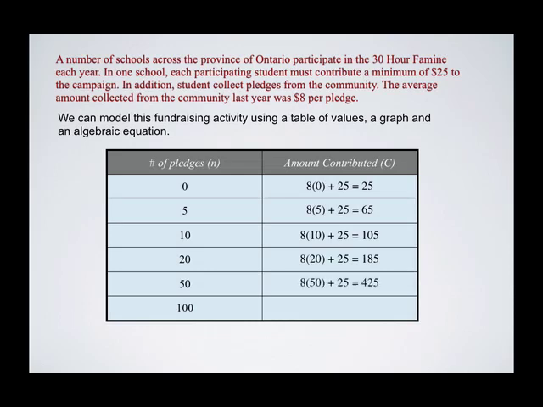For 50 pledges of $8, plus the original $25 minimum, you'd see $425. And for 100 pledges of $8 plus the $25 minimum, we would see $825 being contributed.